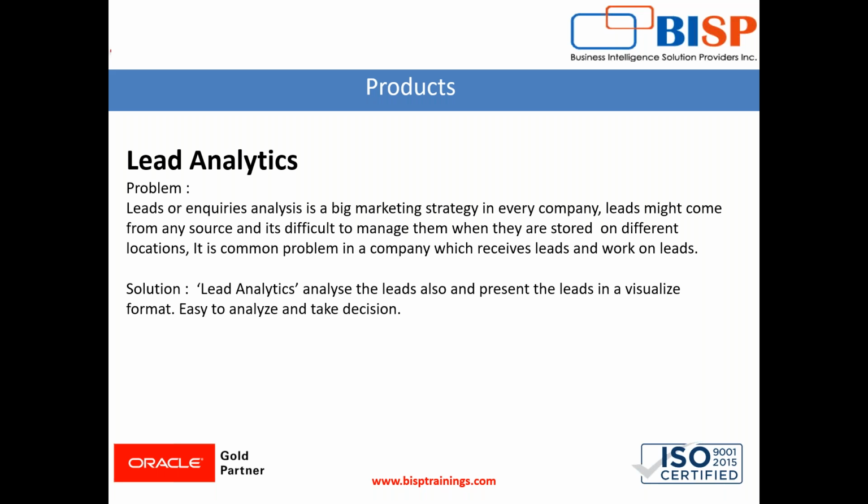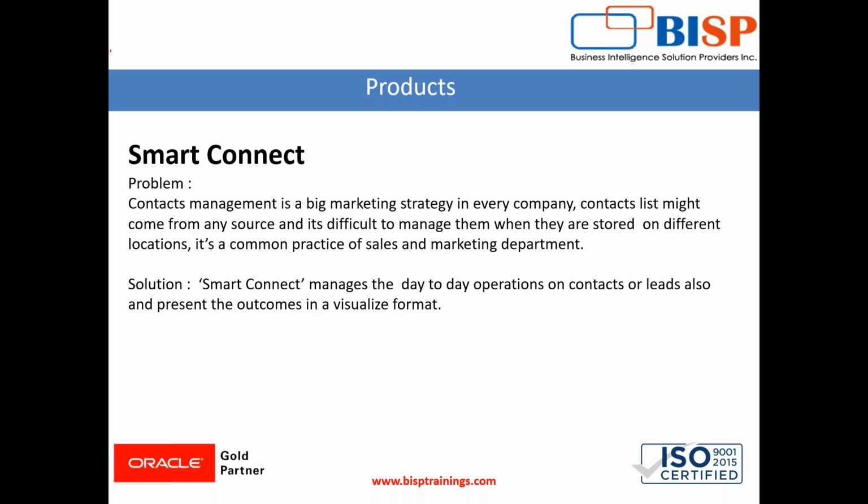Now let's talk about the second product. This is the Smart Connect product. Now the problem is, what does Smart Connect mean? First, let's understand this. Contacts management is a big market strategy. Every big company must have its sales team and marketing team. Now every marketing team employee and every sales team employee might have their own contact list, their own prospect list. So how to manage them effectively?